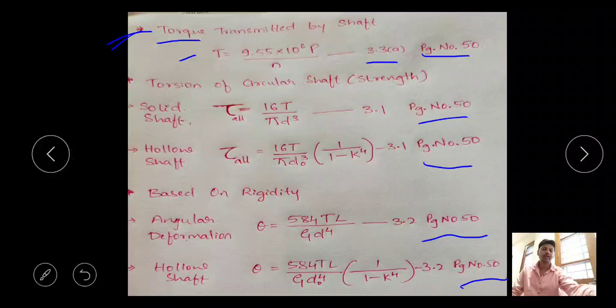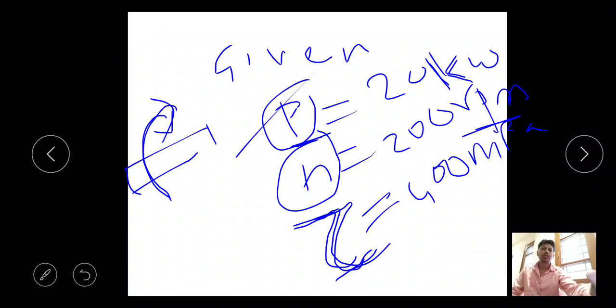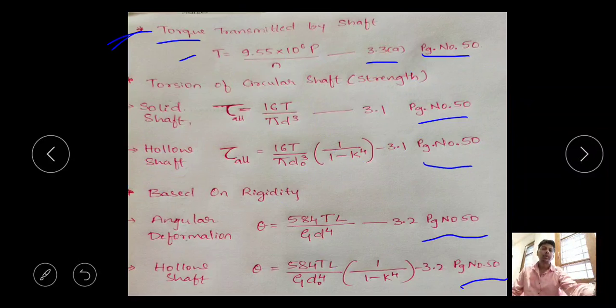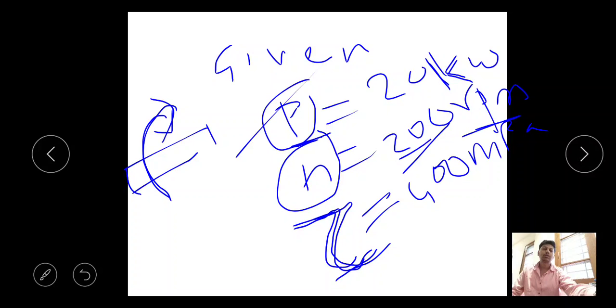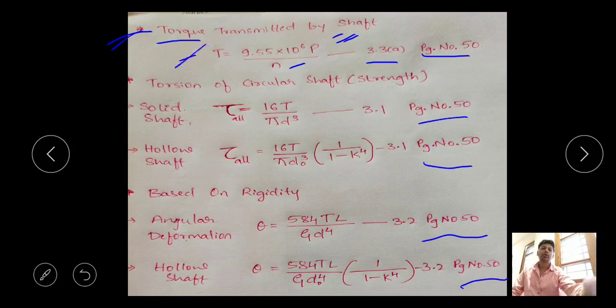I'll just read it. Torque T is equal to 9.55 into 10 raised to 6 into P. What is P? P is given here, so you have to substitute it. The P value is 20 kilowatt, so you substitute 20 divided by N. N is nothing but rpm. The rpm given is 200. Using this, you can easily find the torque.